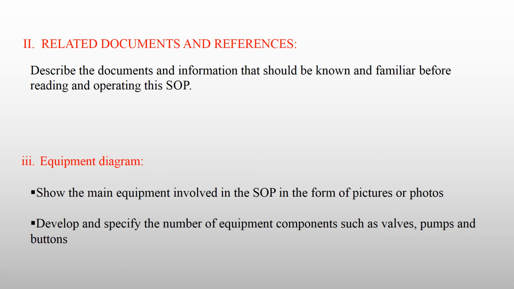Equipment diagram. For example, if there is any kind of picture, we need to mention it. We need to mention the main equipment involved in the SOP in the form of pictures or photos. In that moment, it is helpful to provide a 3D image to the viewer or the operator. It helps to develop and specify the number of equipment components such as valves, pumps, buttons, whatever is present there. The worker will know about that.